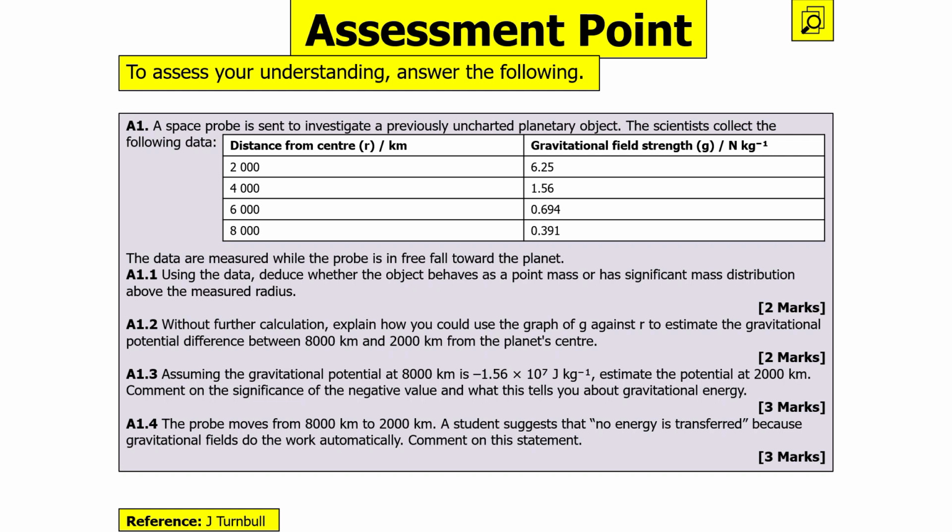Without further calculation, explain how you could use the graph of G against R to estimate the gravitational potential difference between 8,000 km and 2,000 km from the planet's centre. Assuming the gravitational potential at 8,000 km is minus 1.56 times 10 to the 7 joules per kilogram, estimate the potential at 2,000 km. Comment on the significance of the negative value and what this tells us about the gravitational energy. The probe moves from 8,000 km to 2,000 km.